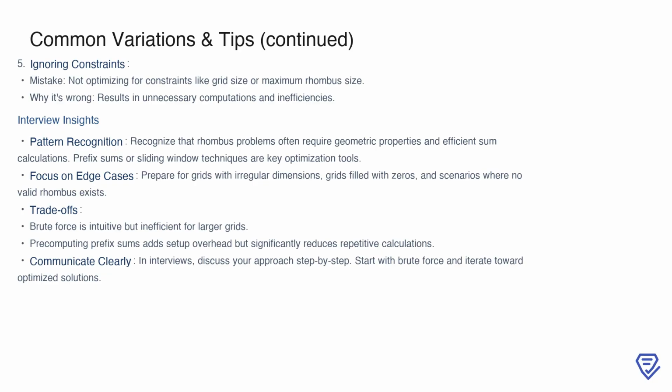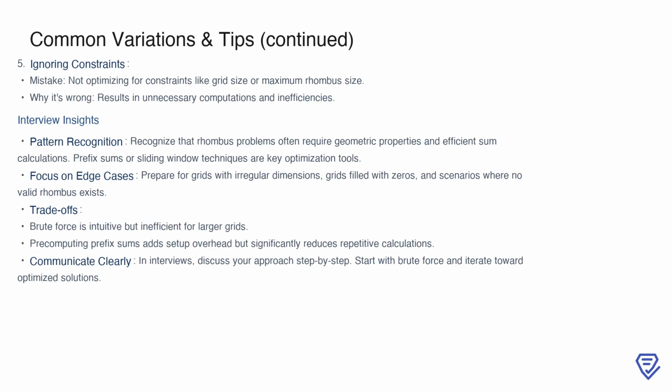Now, another critical aspect is understanding the constraints of the problem. Ignoring constraints like grid size or the maximum allowable rhombus size can lead to unnecessary computations and inefficiencies. Optimizing for these constraints is essential for crafting an effective solution.